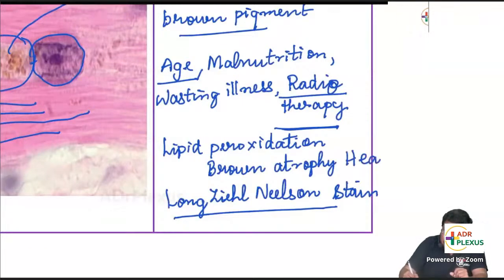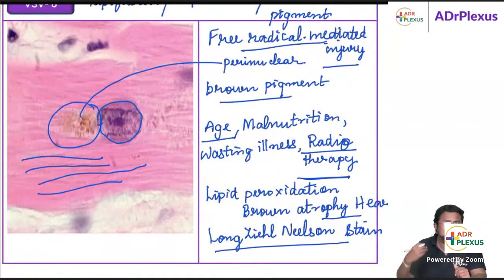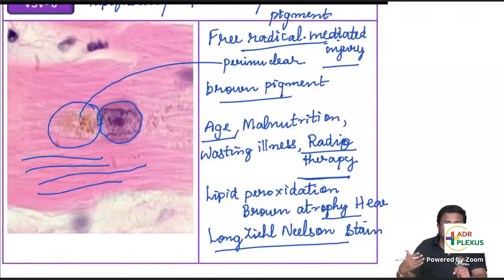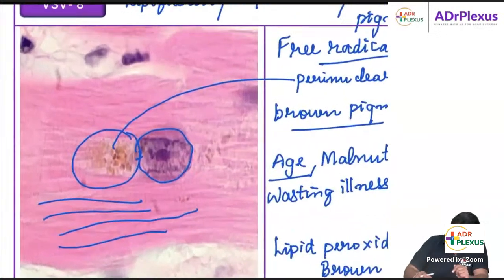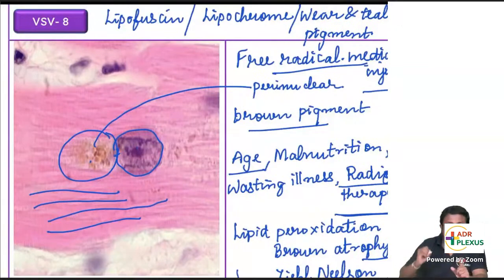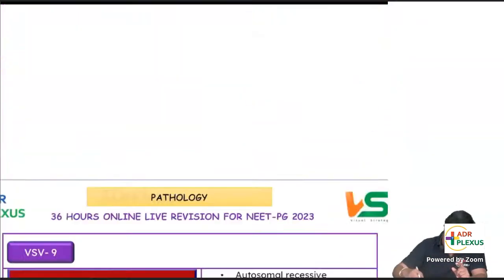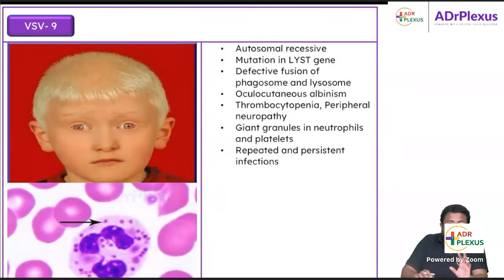So what are the things you can recollect? Lipofuscin, other name is lipochrome, that is a wear and tear pigment. It is seen in the elderly age group, and wasting illness, malnutrition, radiotherapy. It tells you that there is a free radical mediated injury, and lipid peroxidation occurs here. You can get this brown atrophy of the heart and it is also stained by Ziehl-Neelsen staining. So you remember: cardiac muscle, nucleus, perinuclear location, lipofuscin.